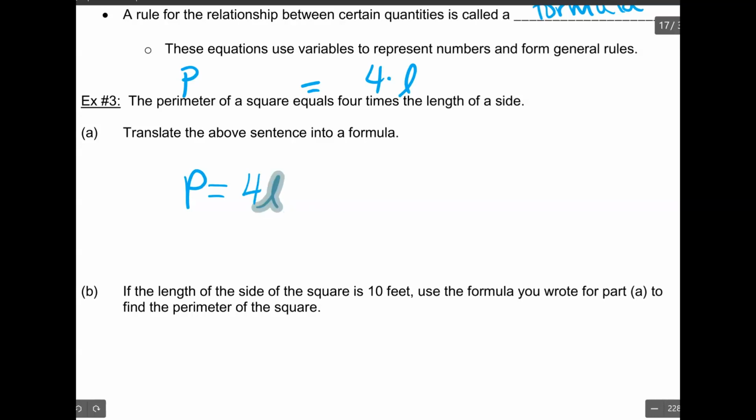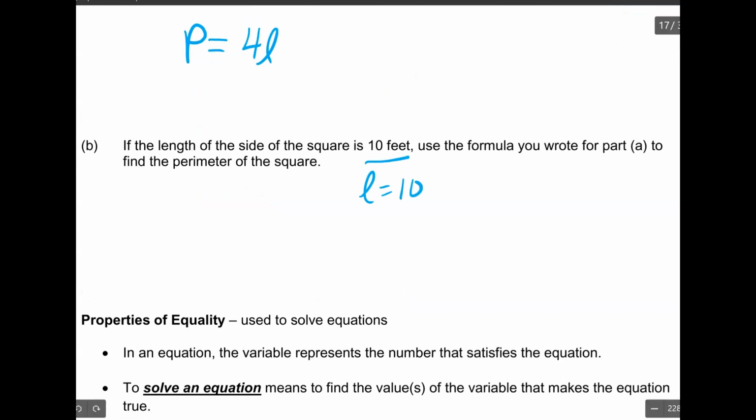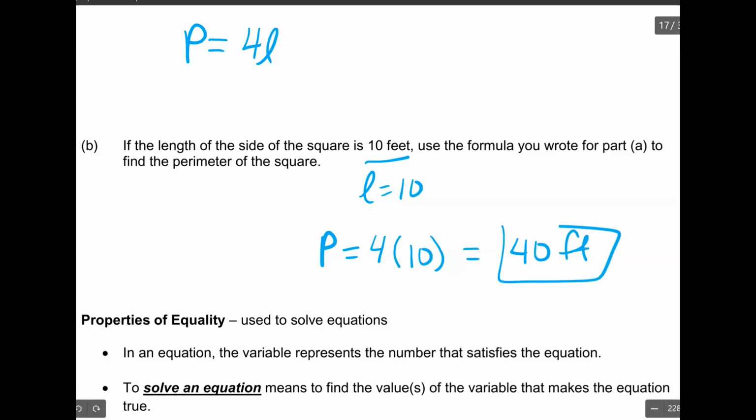So that's the formula, P equals 4 times L. Every time I want to find the perimeter of a square, I can just use this and plug it in. It's general enough that I can use it forever. If the length of the side of a square is 10 feet, use the formula you wrote to find the perimeter. L is 10, so if I plug in, P equals 4 times my length, which is 10, so that's 40 feet. This says 10 feet, so just plug in.